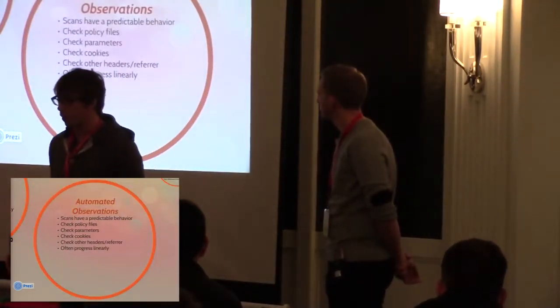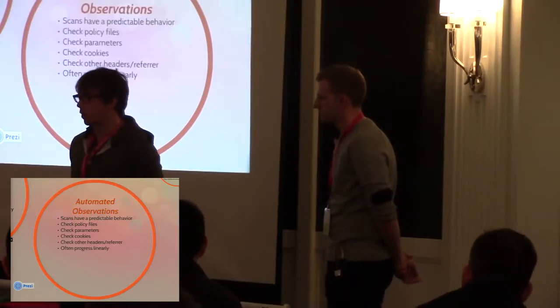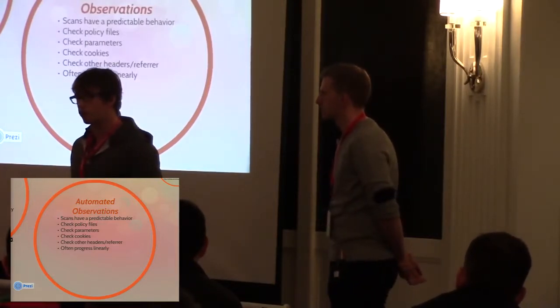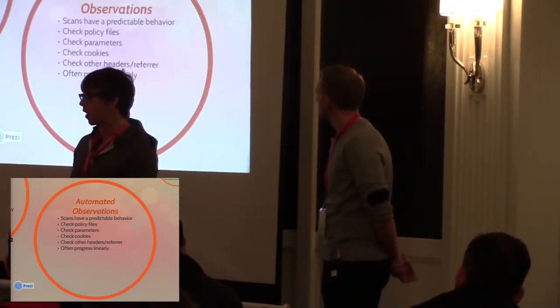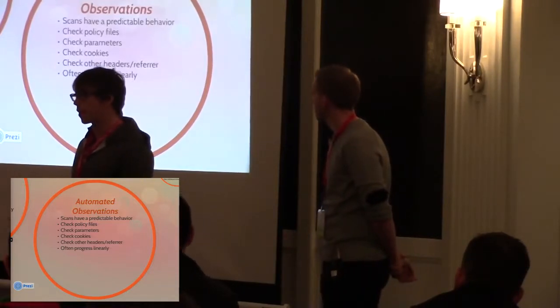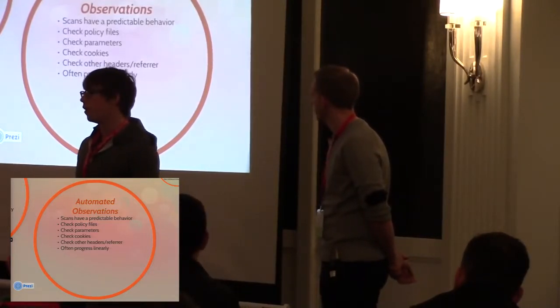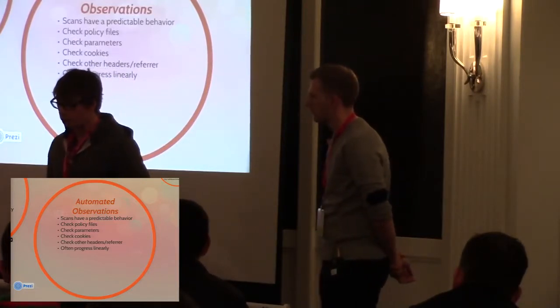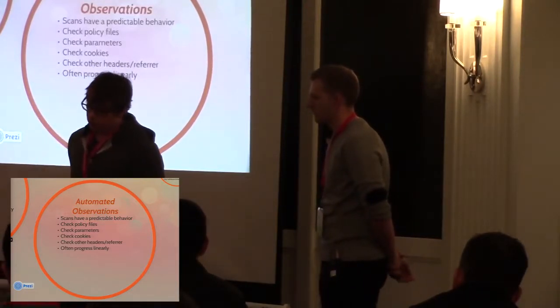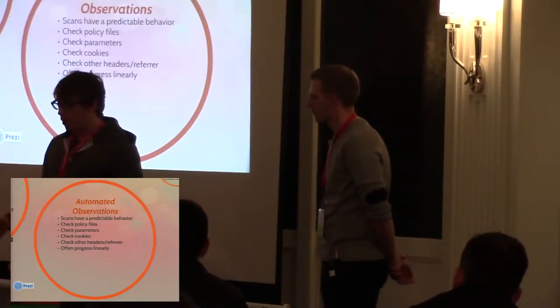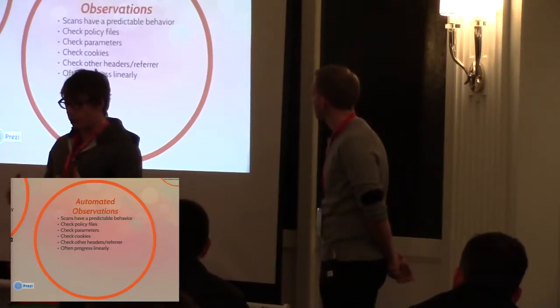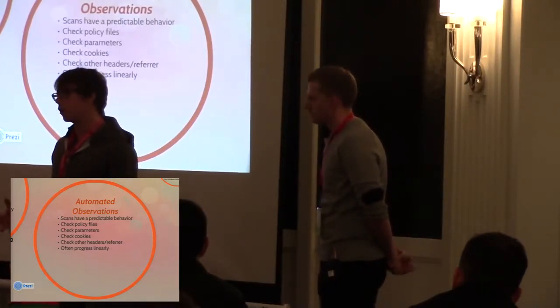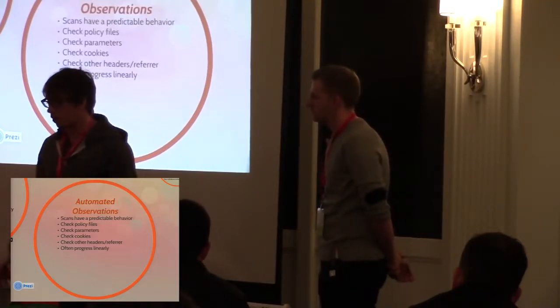So what can we really learn from this? Well, we can learn that scans have predictable behavior. Now this is just Burp. Some of the scanners do provide some variance in what they're attacking when. But Burp tends to be one of the scanners that, when we look through our logs, a lot of people are using. I think it's just because it's so cost effective. We also see that they first check policy files, then parameters, then cookies, then other headers and referer, and since they progress linearly, we can potentially detect something with that.